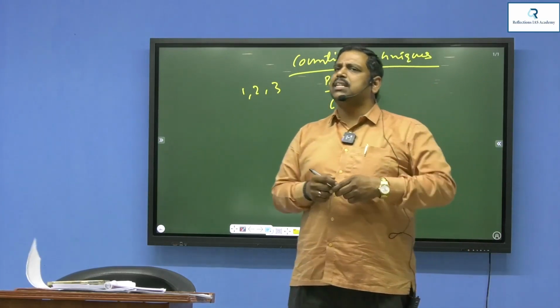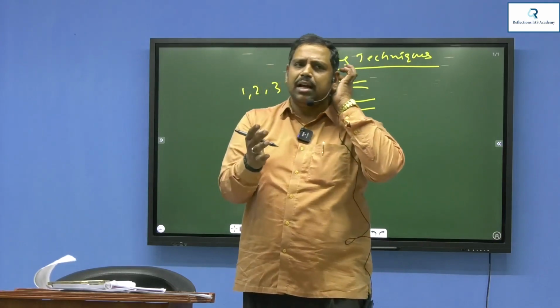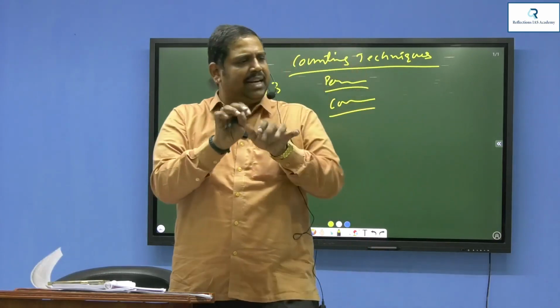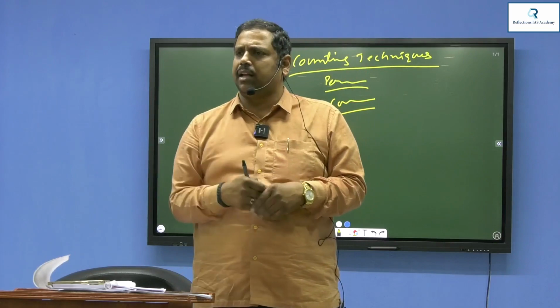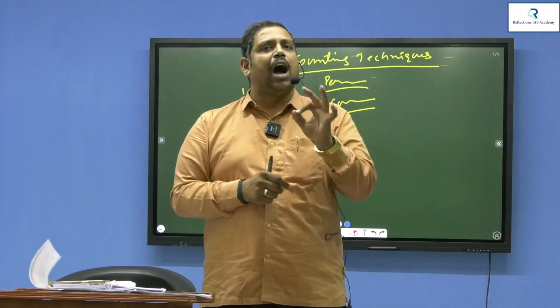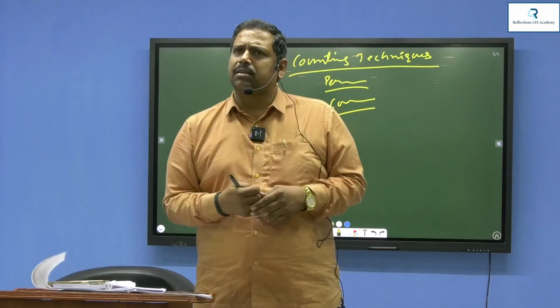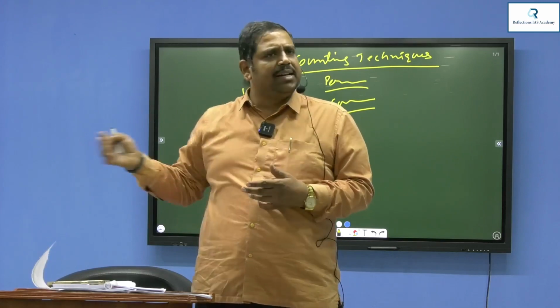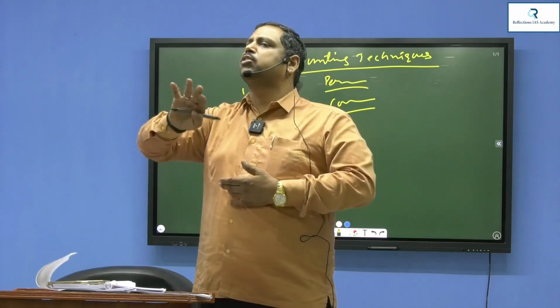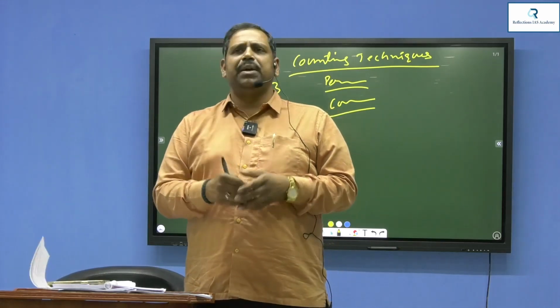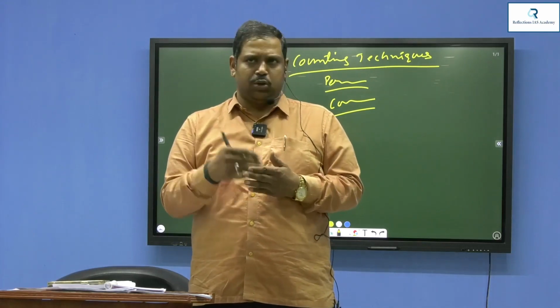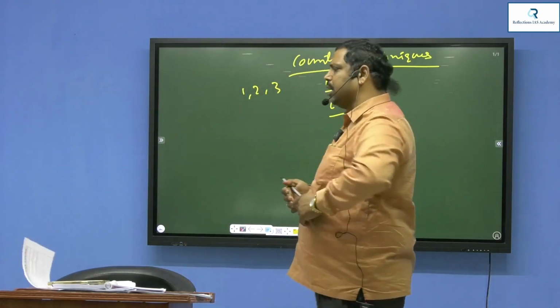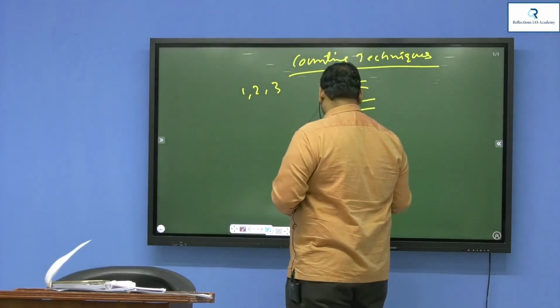Suppose I ask, in printing the numbers from 1 to 100, how many digits are there? There also I find the question, how many? Count it. That will also come under this only. Basically, I will give you the basics of what a permutation is and what a combination is.